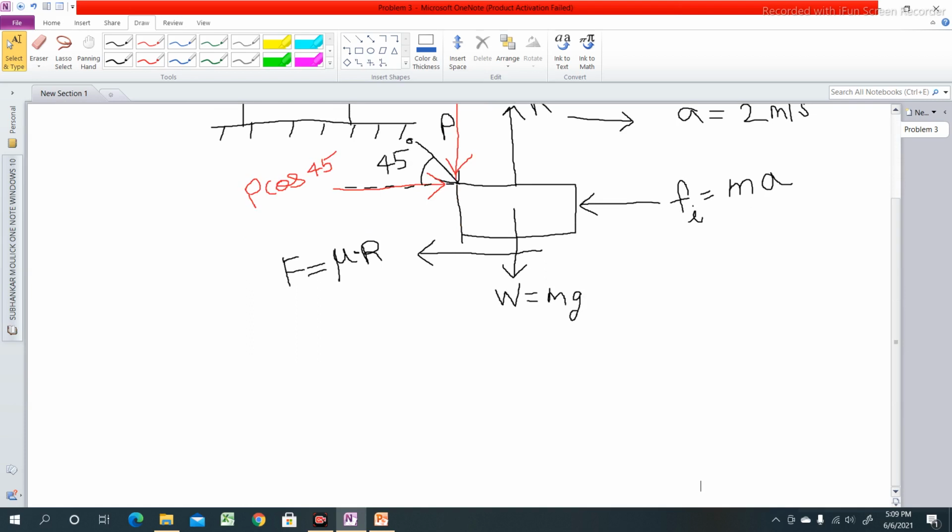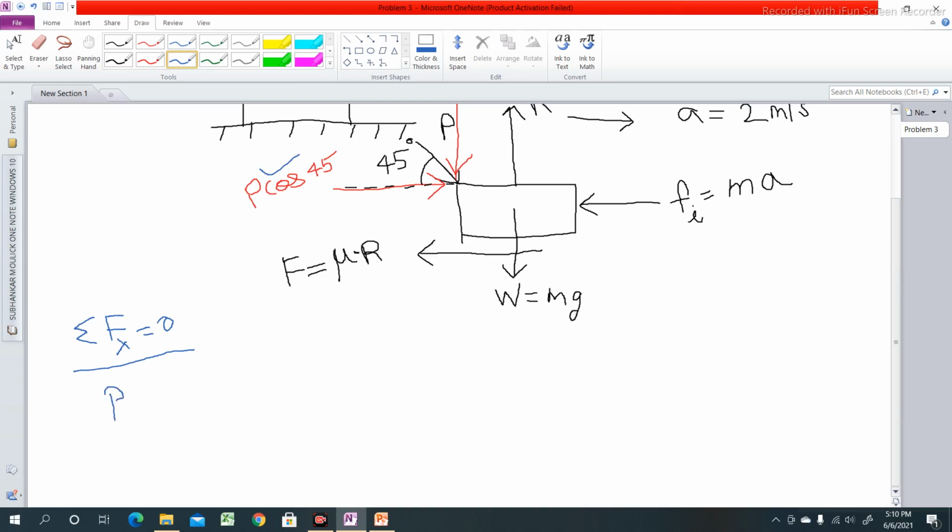Okay, so let me write down summation Fx equal to 0 first. Which forces will come that are acting in the x direction? One force will be this force, P cos 45, and it is acting along positive x direction, so the sign will be plus.